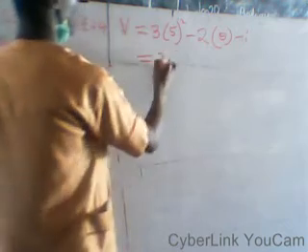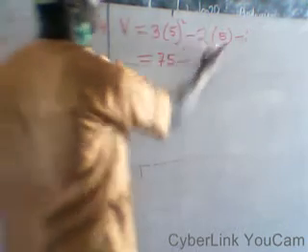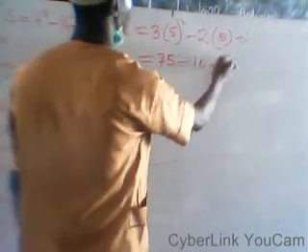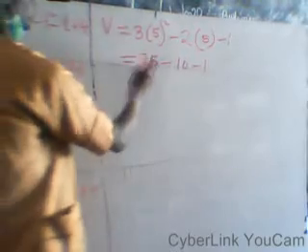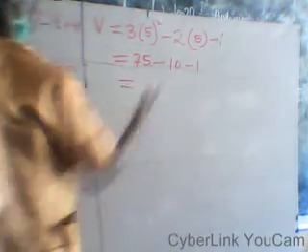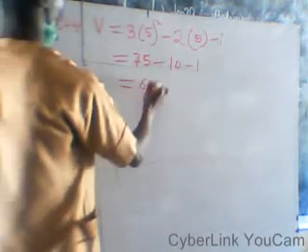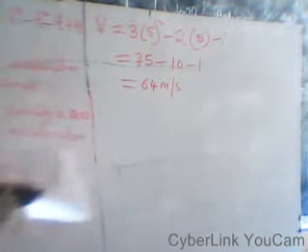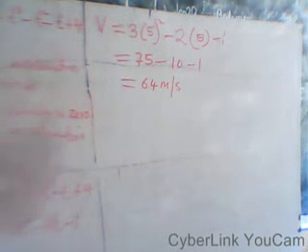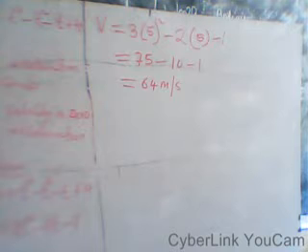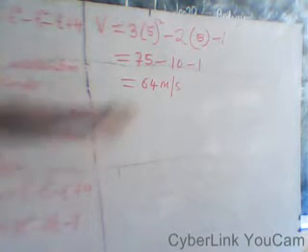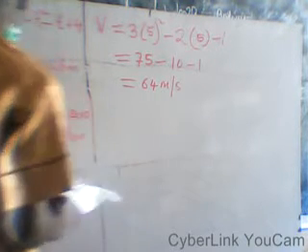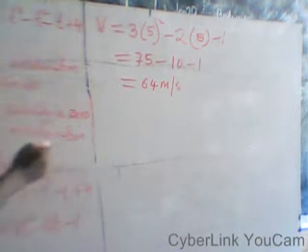25 times 3, that is 75. Minus this and this will be what? 10. Then minus 1. You subtract this, you have 65, then minus 1, that's 64. You now have 64 meters per second. Don't forget that this displacement or distance is in meters, while the time is in seconds. So distance divided, meter divided by seconds, will give you meters per second. So that is our velocity at which the time is equal to 5 seconds.